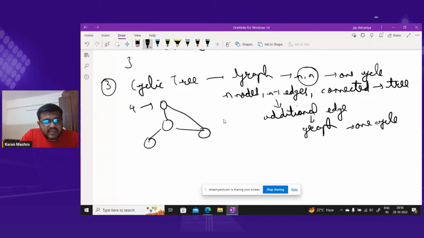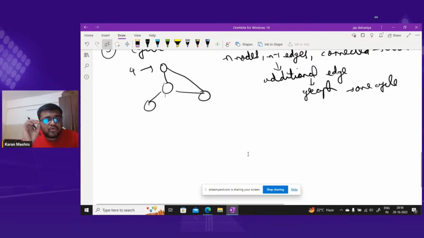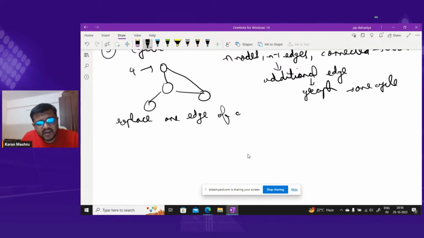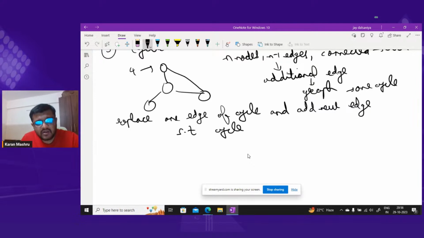Now they are asking, can you replace one edge of the cycle and add a new edge such that you get a cycle of the same length? Okay, so what is the meaning of cycle length? Cycle length is the number of edges in the cycle or the number of nodes in the cycle.